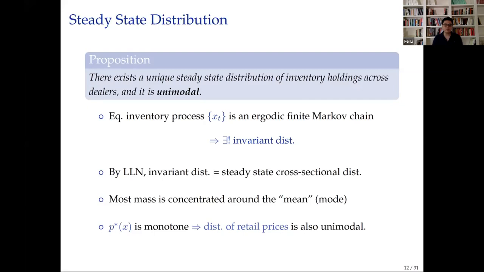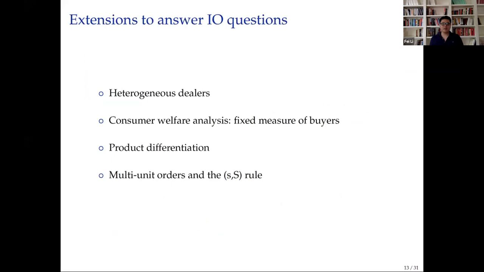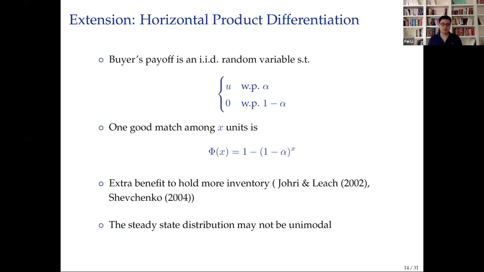And we can easily make extensions because this is a standard block recursive equilibrium model. We can assume dealers are heterogeneous. We can assume the consumer's measure is fixed, so we use the market utility approach to solve the equilibrium welfare of the consumer. We can allow product differentiation by introducing some idiosyncratic match quality. We can also allow a seller to provide multiple units, and we can resemble the classic SS rule for some parameters. So I will just give you some illustration.